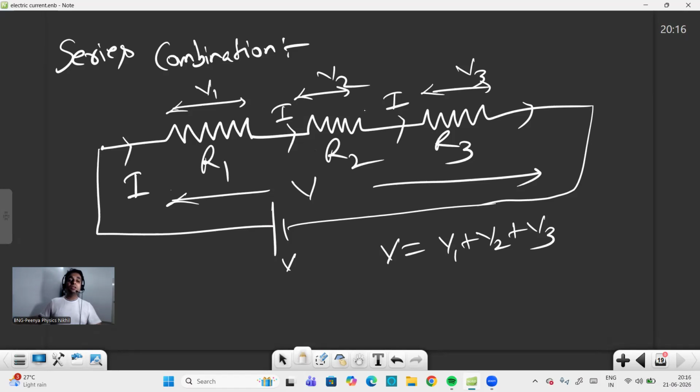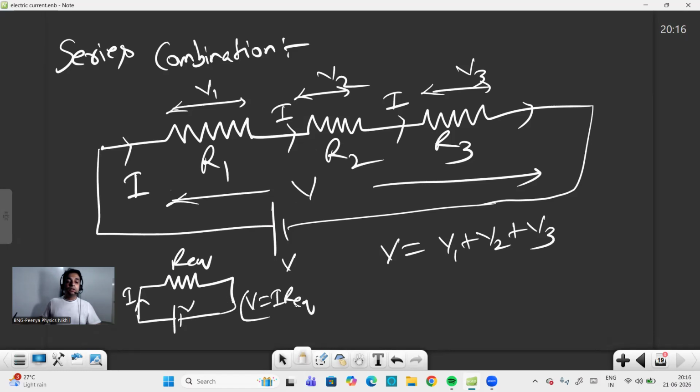In place of these three, if we want one resistor, in a series combination, that is nothing but the R equivalent. And the supply is V, and the current is I. So according to Ohm's law, we can write V equals I into R equivalent.